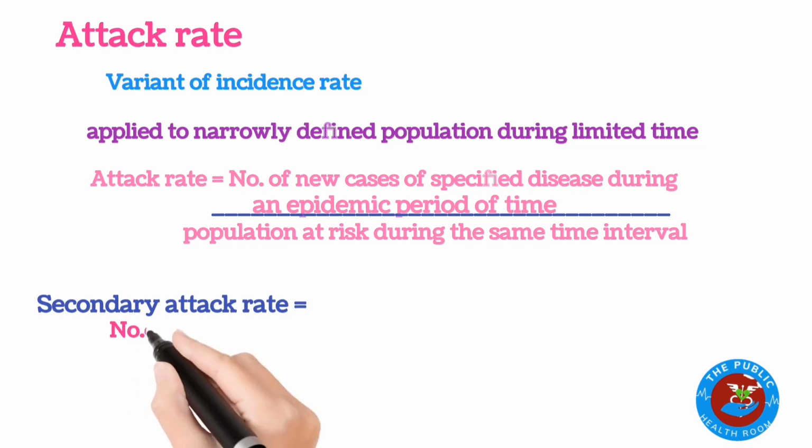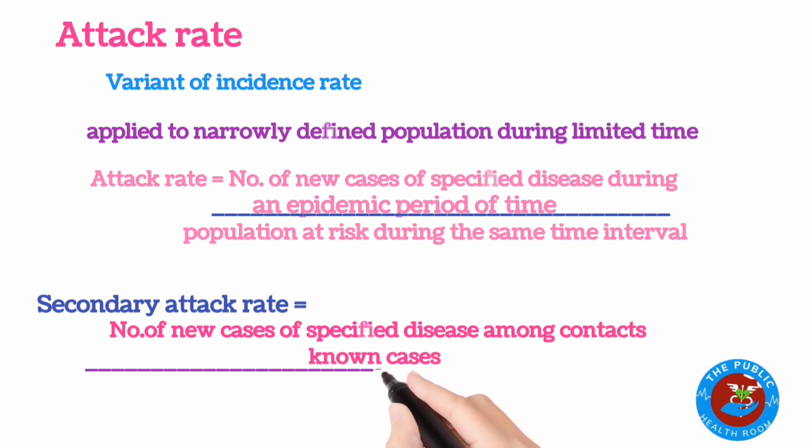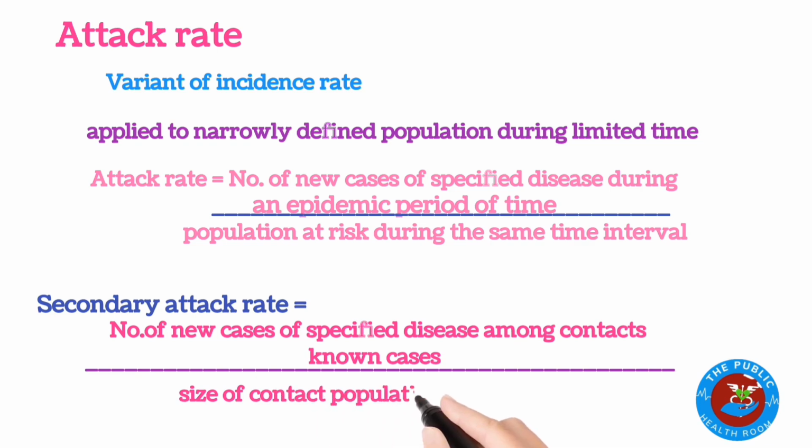It is calculated by the formula: number of new cases of a specified disease among contacts of known cases over size of contact population at risk.